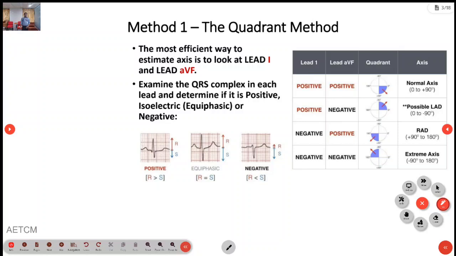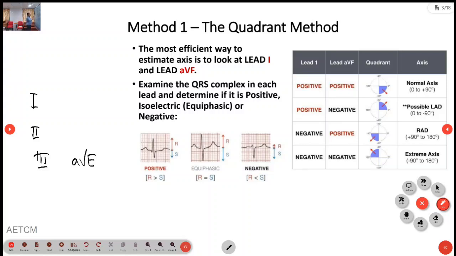Now we will see the easiest method to identify the axis of a QRS complex in an ECG. The most efficient way to estimate the axis is to look at lead 1 and aVF. In your ECG, lead 1 will be there, 2 will be there, 3 will be there, and aVF will be there. That will be the normal arrangement in your ECG paper. So look at the electrical activity in lead 1 and aVF.